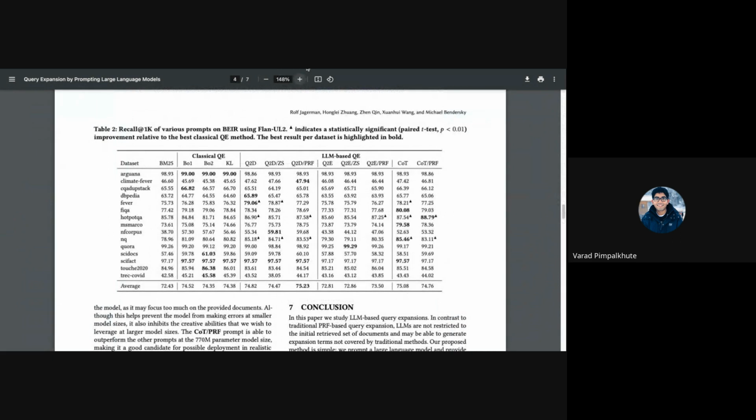And there was one more paper in this series which generated just the passages, and they retrieved relevant documents based on those passages instead of appending the query to it. So that is the overall gist of this.